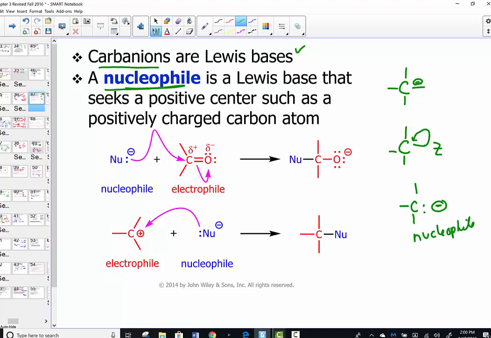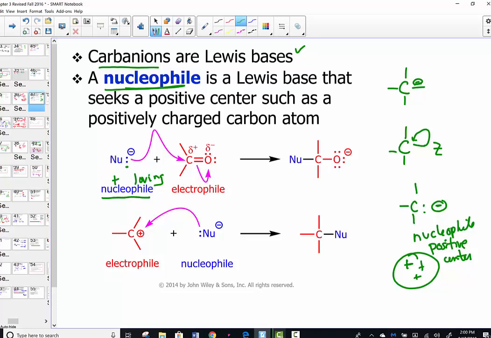Remember that the nucleus of an atom contains positive protons and neutral neutrons, but the nucleus is a positive center. And if the nucleus is positive, this electron-rich area is going to seek a positive charge. Nucleophile, positive loving. Think of it that way. Nucleus is positive, phile means loving. A nucleophile is seeking a positive region. Notice the abbreviation for nucleophile, NU.